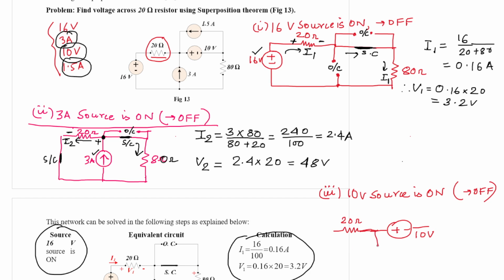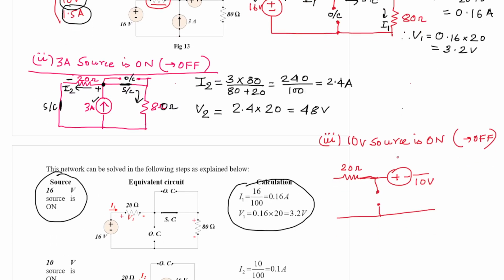Then you must open circuit this to make the second source deactivated. You must make short circuit to make the first source deactivated, and you have 80 ohm resistor, and then open circuiting the 1.5 ampere current source.